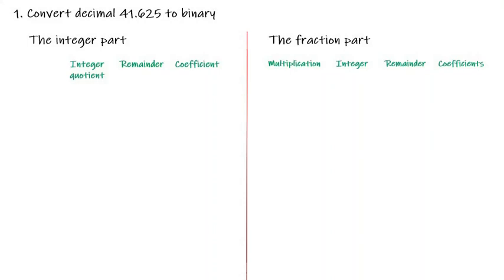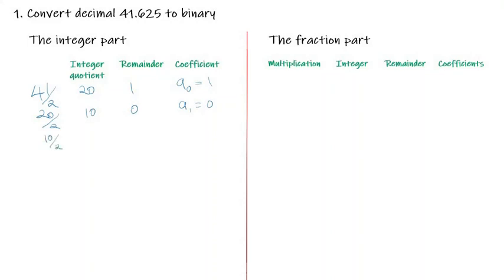When we are converting integers to binary, we carry out division by 2, while on the fractional part, we carry out multiplication by 2. So we start by looking at the integer part. Our integer is 41. 41 divided by 2 gives 20, remainder 1. So the coefficient a0 is 1. Then 20 divided by 2 is 10, remainder 0. Therefore, coefficient a1 is 0.